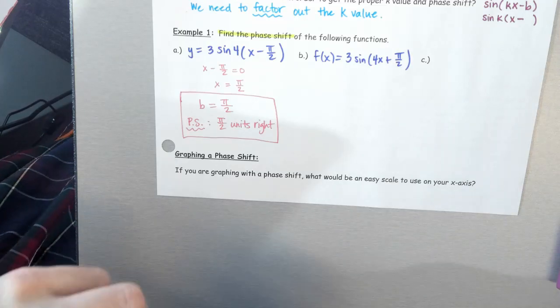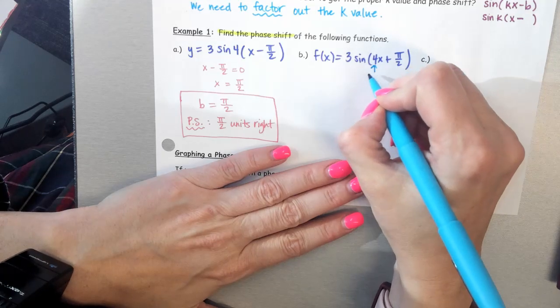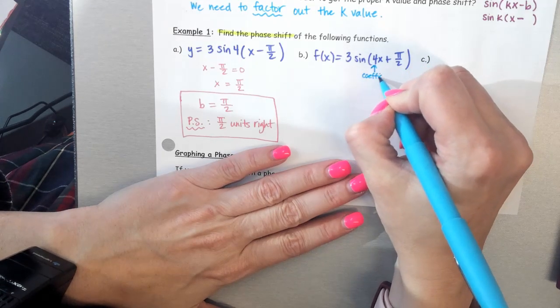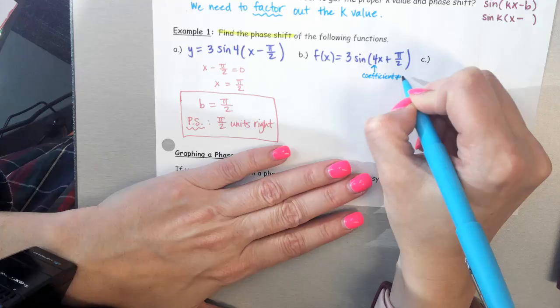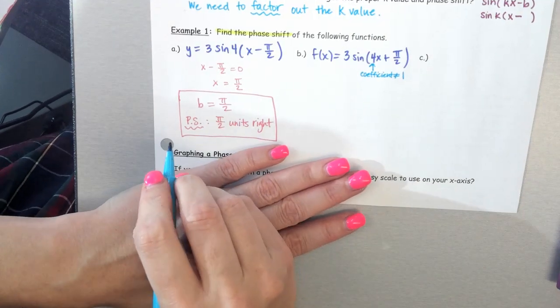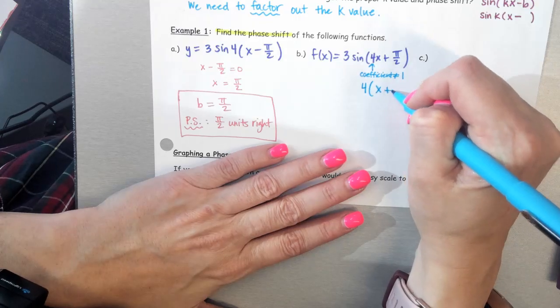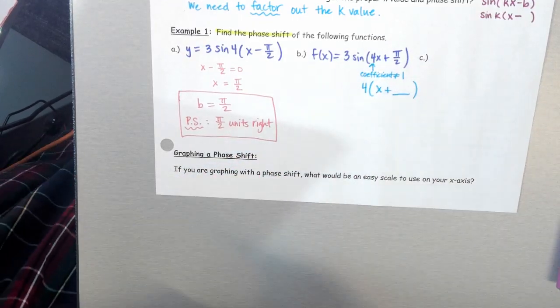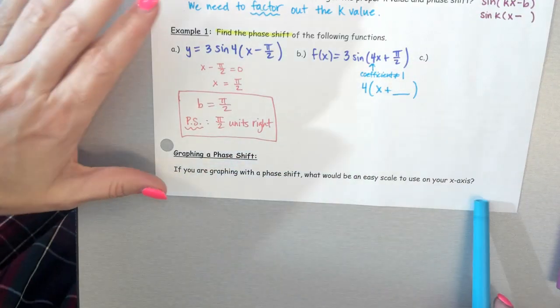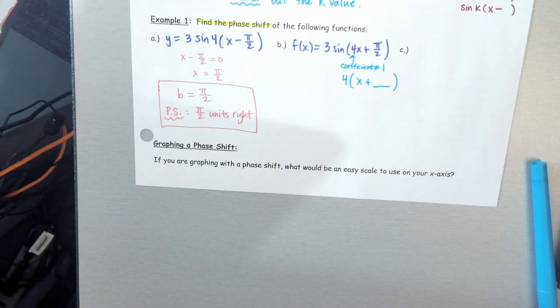Okay, now if the coefficient is not equal to 1, then we are going to factor that out. So when you factor out the 4, you're going to have x plus. I want you to think about how you find that value. So when you factor it out, what are you doing?